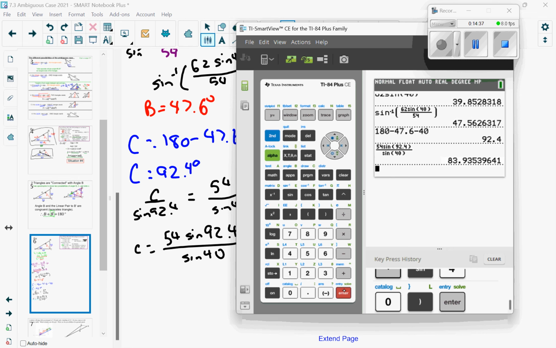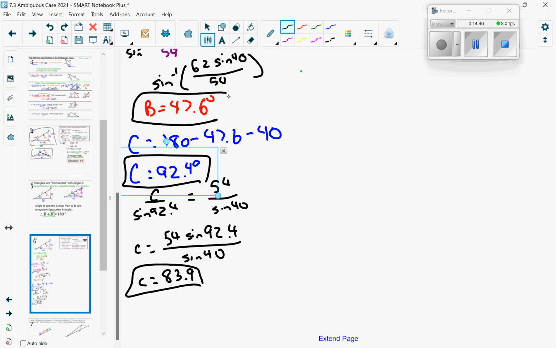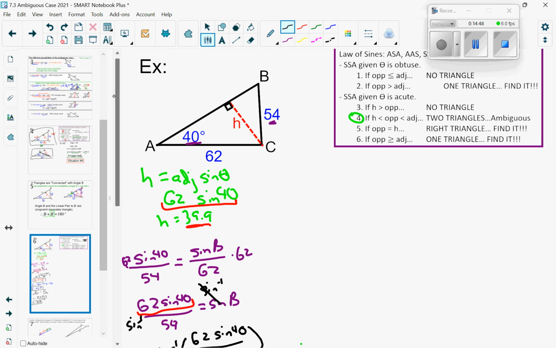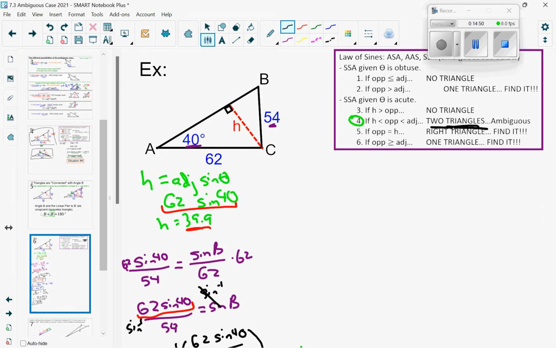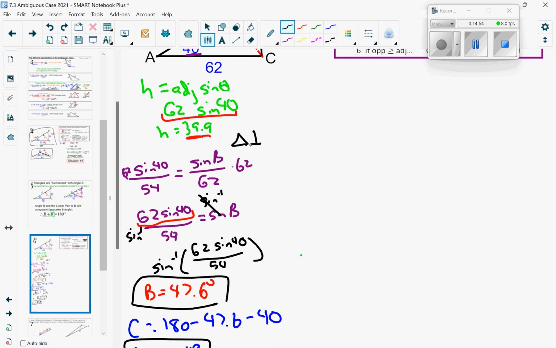So little c, we'd get 83.9. Now, technically speaking, as we said earlier, there are two triangles that exist. That would be triangle 1. I would need to find the second triangle.